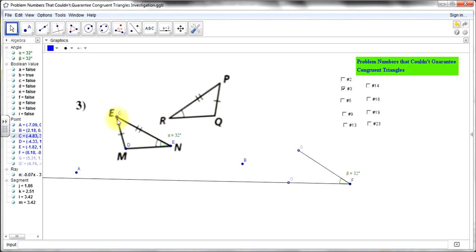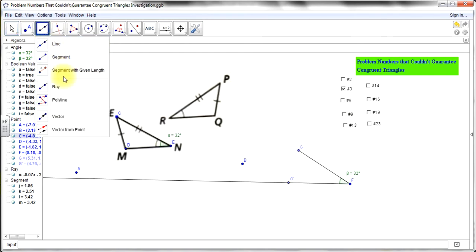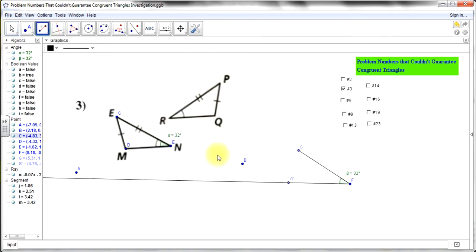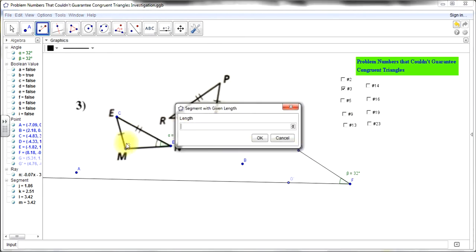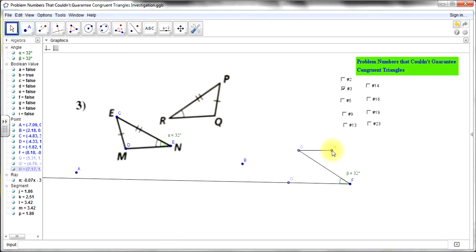Now the last thing that I need to do is construct a segment right here that starts at point G, and it needs to be this length here, CD. I'm going to grab my segment with given length tool, since I'm going to copy a segment. I'm going to have it start at point G. It's going to ask me the length, and I'm going to make it length CD. Click OK. Now I'm going to move my new point H. That segment is the exact same length, but I'm going to move it so that it touches my ray, and that way I know that there is a triangle, right?